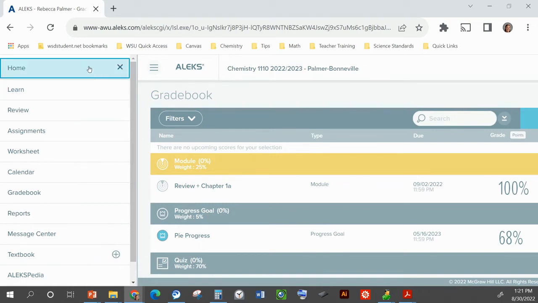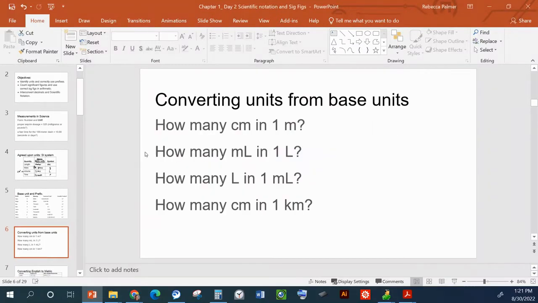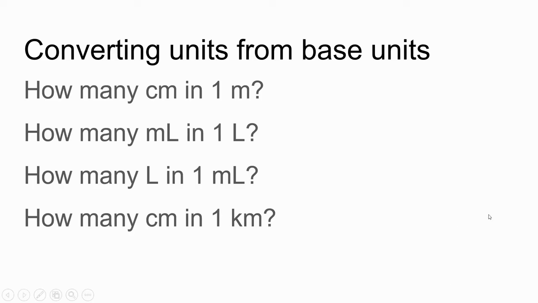Okay, questions while we're in Alex? Or we'll just head back to our slides. Okay, very good. All right. I decided I don't want to leave. Okay, well, let me. Okay. All right. Let's practice a few of these.